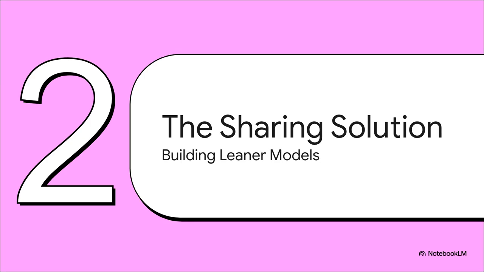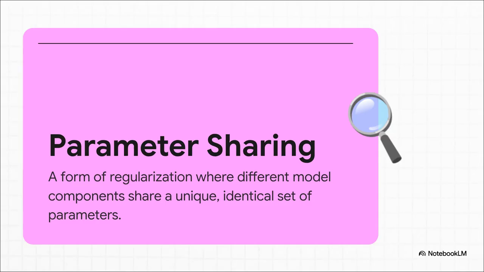Well, we get clever. Instead of having every single part of the network learn everything from scratch, what if we could just make them share what they've learned? And that brings us to the core idea, parameter sharing. It's a technique where we literally force different parts of a model to use the exact same set of parameters. So instead of learning, say, 1,000 different ways to detect a cat's ear in an image, we learn one really good cat ear detector and just reuse that single detector everywhere we need it.